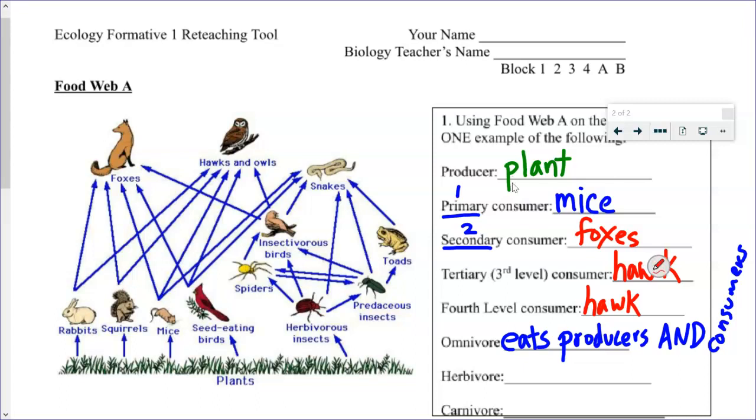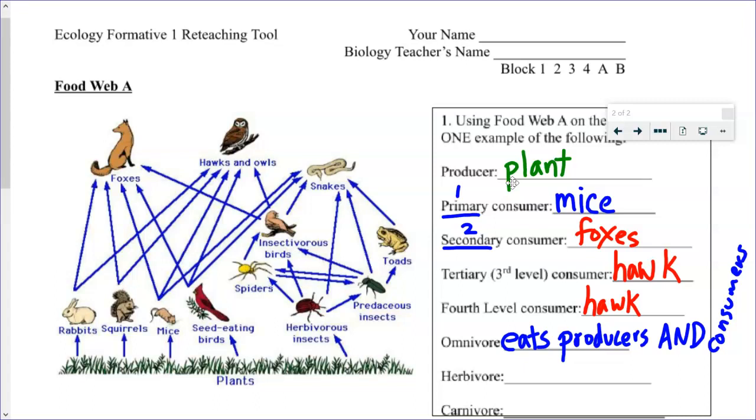So if, for example, we had, and this is not a very good example actually, but let's say this seed-eating bird actually also for some reason ate mice, then that bird would become an omnivore, because now I can say, look, it eats the grass and it eats the mice. But don't draw fake arrows in like I just did. I just needed to show you an example.